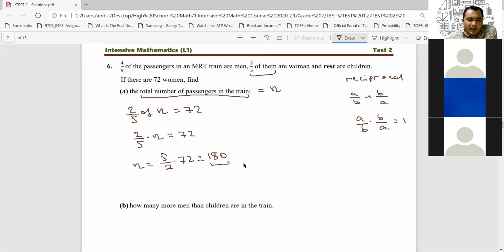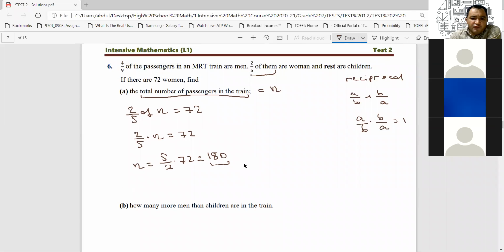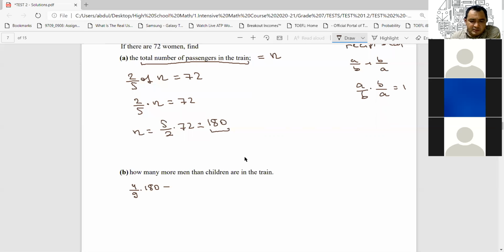Okay, so how many more men than children are in the train? So how many of them are men? It is 4/9 of the passengers are men, right? How many passengers we have? It is 180, right? And how many children do we have? The rest are children. Actually, first, let me just calculate how many men do we have here. So that's equal to 180 divided by 9. It is 20. 4 times 20 is equal to 80, right?